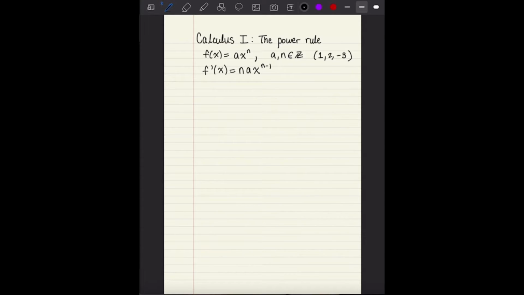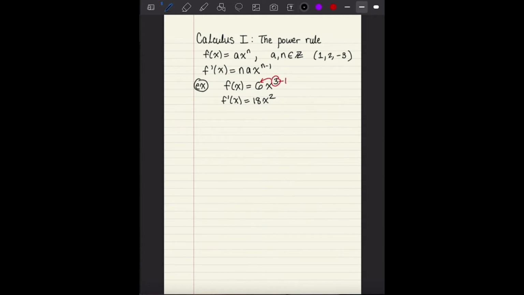All right, so let's look at an example. Let's say we have the function f of x is 6x to the third. So the power rule tells us that we need to take our power, which is 3, and multiply it to the front. So we get f prime of x is equal to 3 times 6, which is 18, and then x, and then we subtract 1 from the power. So 3 minus 1 is 2.